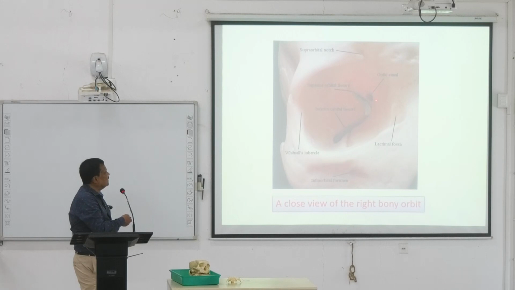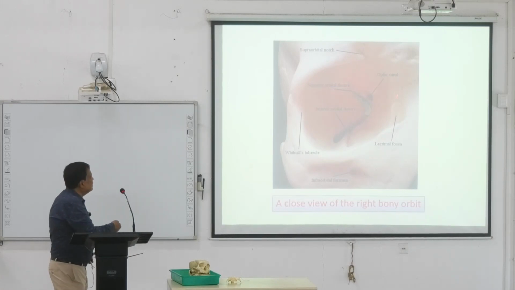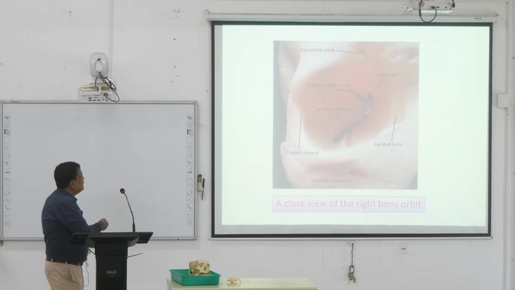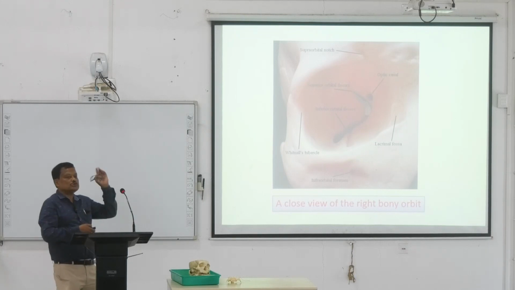This is the optic canal between the two wings, two roots of the lesser wing. This is the optic canal, represents the apex of the orbit. And this is the base of the orbit. The pyramid is situated lying in this fashion. So the apex is not directed up, but directed posteriorly.